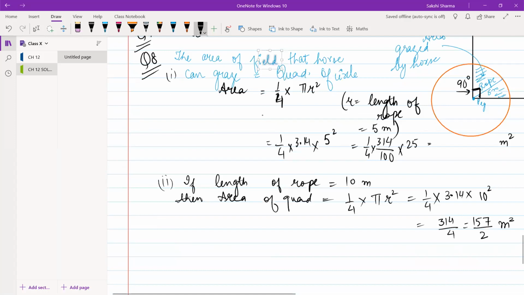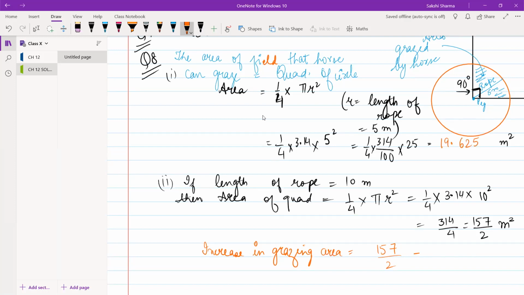And after this, you need to find out what's the difference in the areas or the increase in the area. Increase in grazing area will be equal to the area you have obtained here in the second part with the longer rope minus the area you obtain in first part, and I think it comes out to be 19.625. Simplify your answer, and this comes out to be 58.875 meters square.